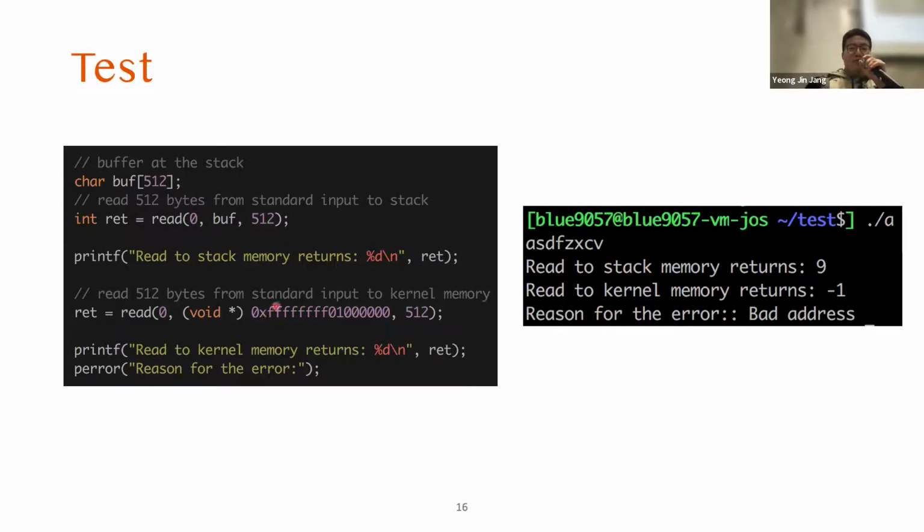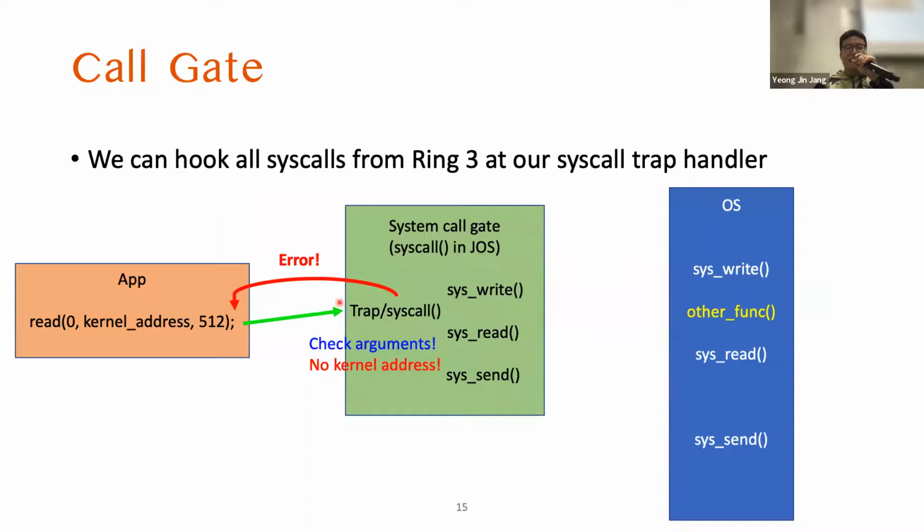But in case we put a kernel address, an address starting with FFFFFFFF, this is 64-bit Linux, that's why the address is quite longer. So addresses starting with FFFF something are all kernel addresses. I just put the start of the kernel address here, and then read 512 bytes, and it returns -1. Then I try to print the reason for the error, and the operating system says bad address. So Linux indeed applies the check here, and does not allow putting a kernel address for the read function.